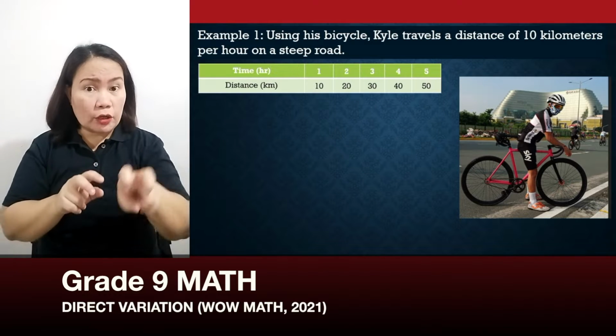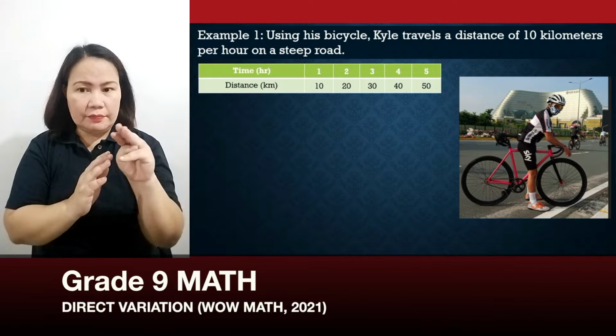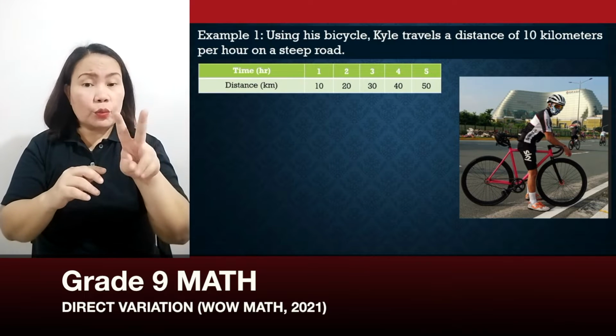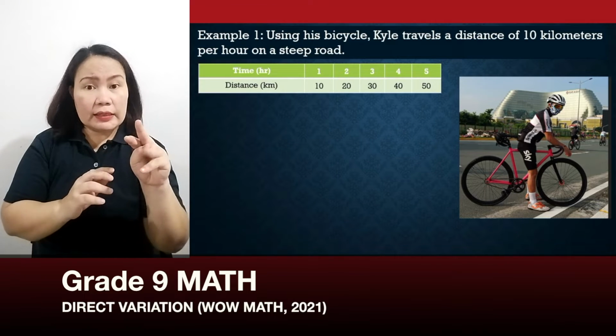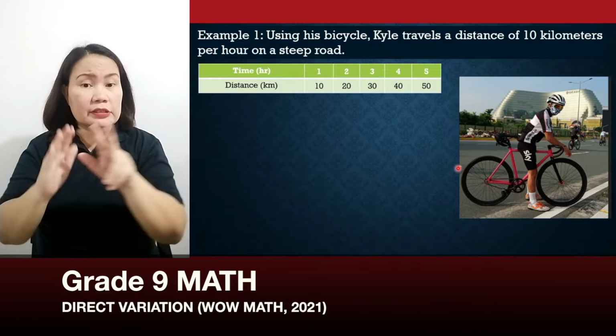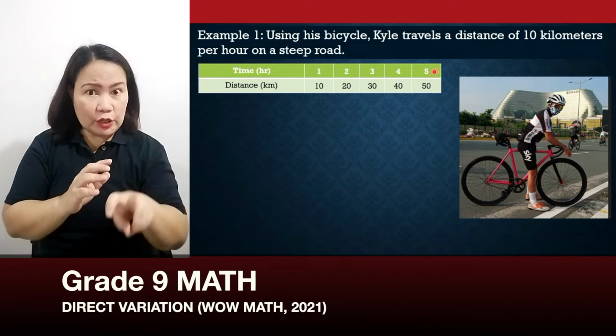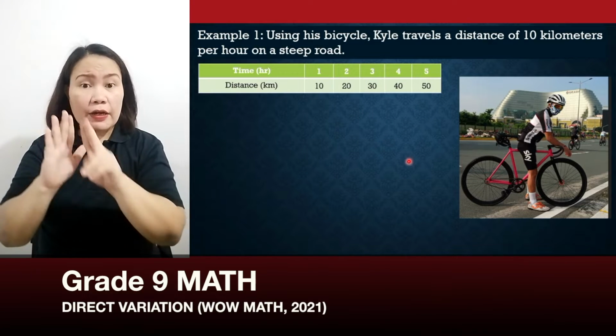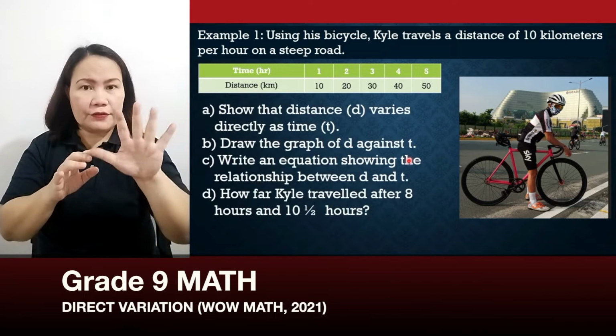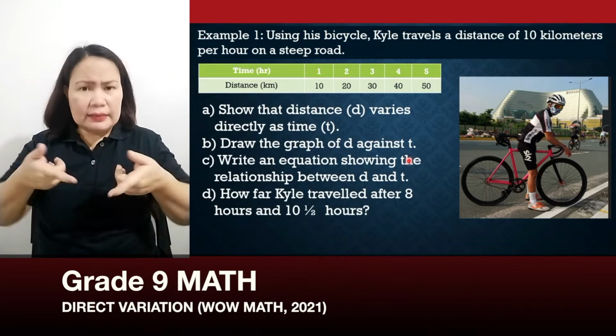In 2 hours, he traveled 20 kilometers. In 3 hours, he traveled 30 kilometers. In 4 hours, he traveled 40 kilometers. And after 5 hours, he traveled already 50 kilometers. So, let's try to answer the following questions.